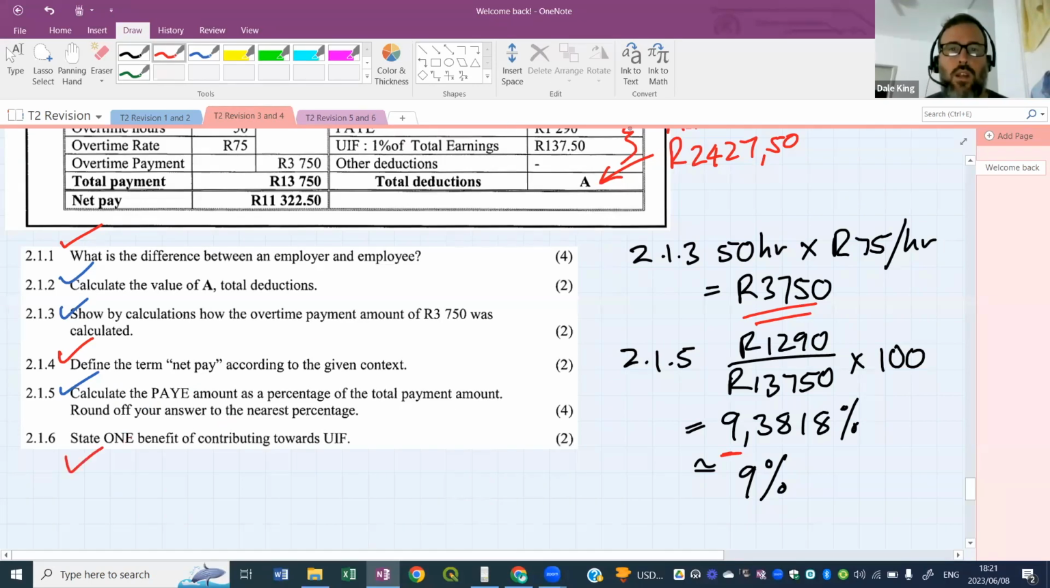State 1 benefit of contributing towards UIF. Who can help me with that? Don't ever hold your peace, says Kia. Speak now, don't ever hold your peace.